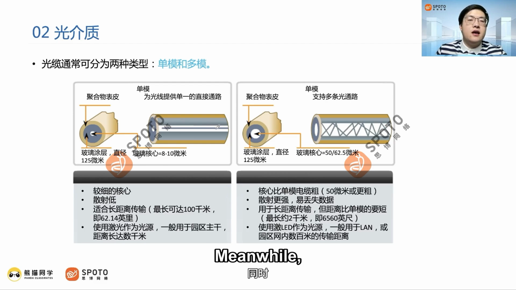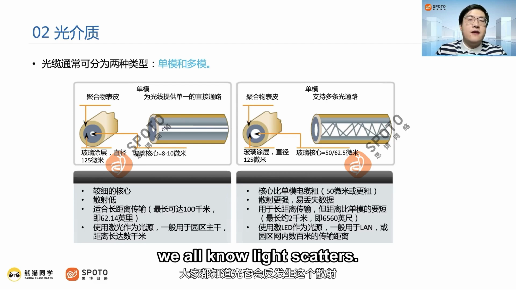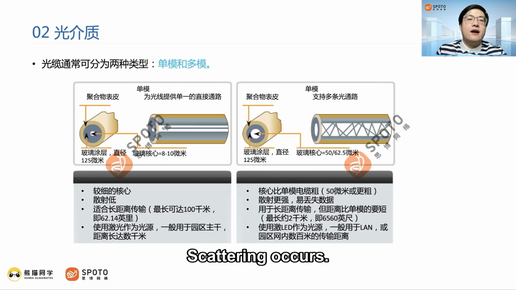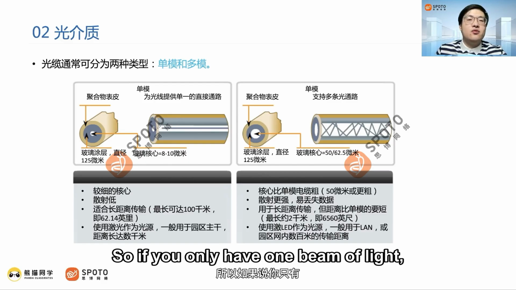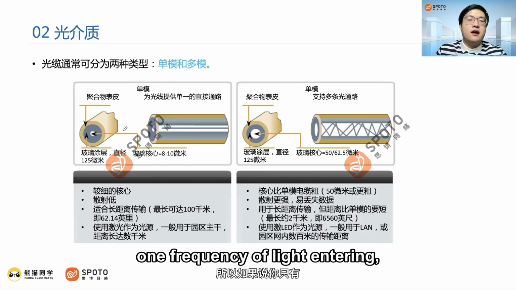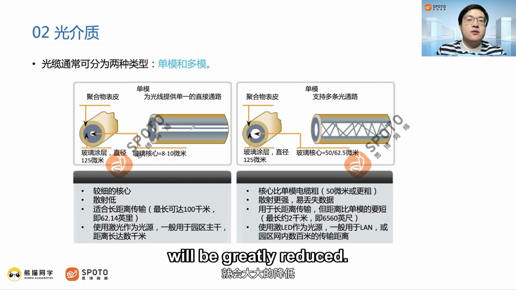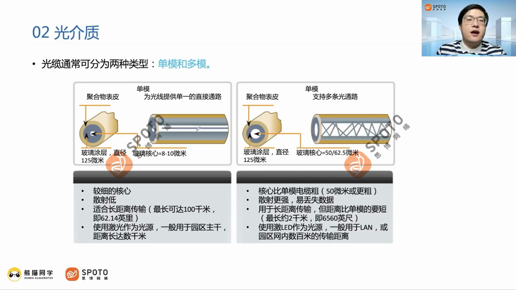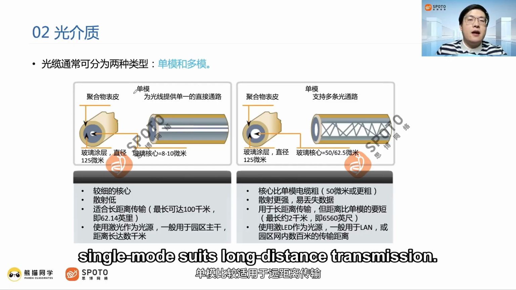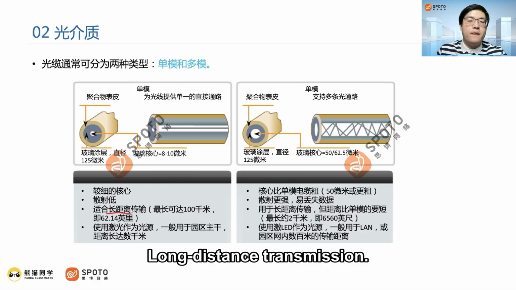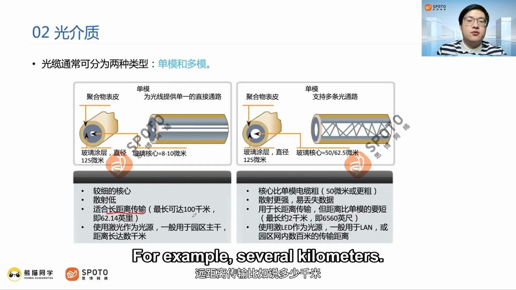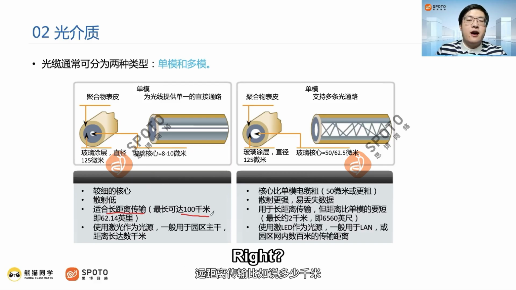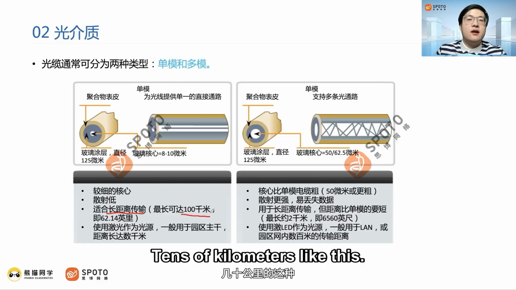Meanwhile, we all know light scatters. If you only have one beam of light, one frequency of light entering, then its scattering will be greatly reduced. Therefore, single mode suits long distance transmission. For example, several kilometers, tens of kilometers like this.